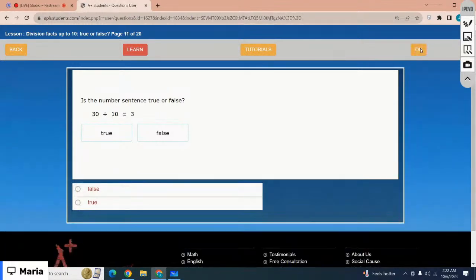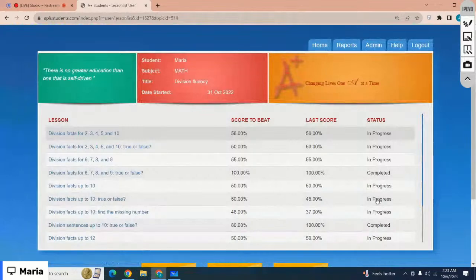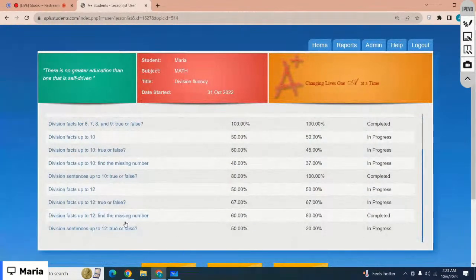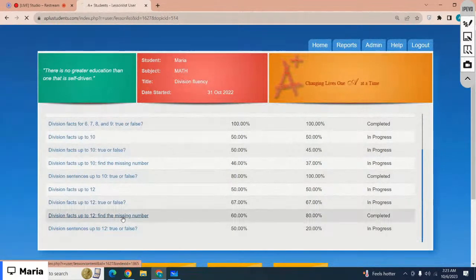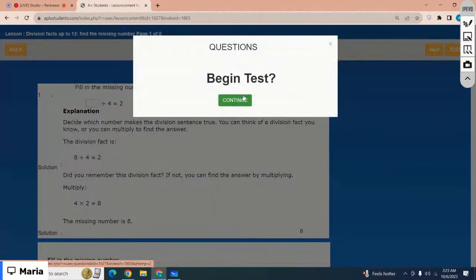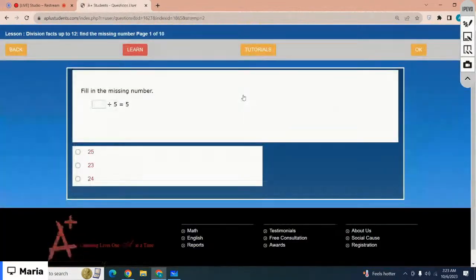Let's just move on to the next one, in which you have to find the missing number, right? We have already done so many lessons in this unit in which you have to find the missing number. This isn't new. The next one is division facts up to 12, find the missing number. One of the numbers is missing. You need to use the multiplication facts and you can find the number, right?